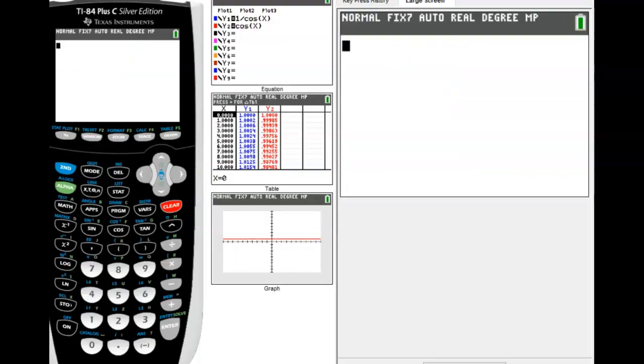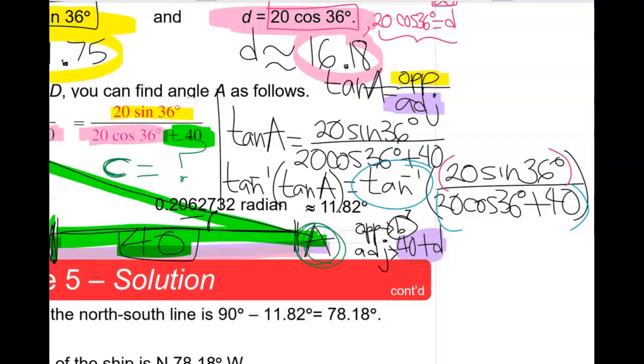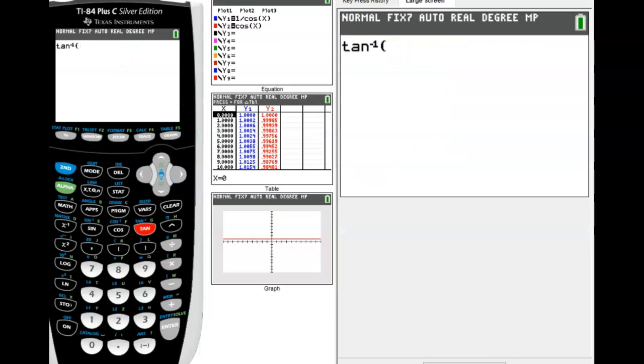Because I need to find the tangent inverse, I need to look at the key that says tangent, and it says tangent inverse in blue. That means I need to use the second function key. So I press that first and then tangent, and you can see on the screen tangent inverse appears. Now that one parenthesis there is the same parenthesis that we have here. I still need to open another parenthesis because I told you we want to enclose the numerator. So I'm going to open another parenthesis, and then I'm going to enter 20 sine of 36.